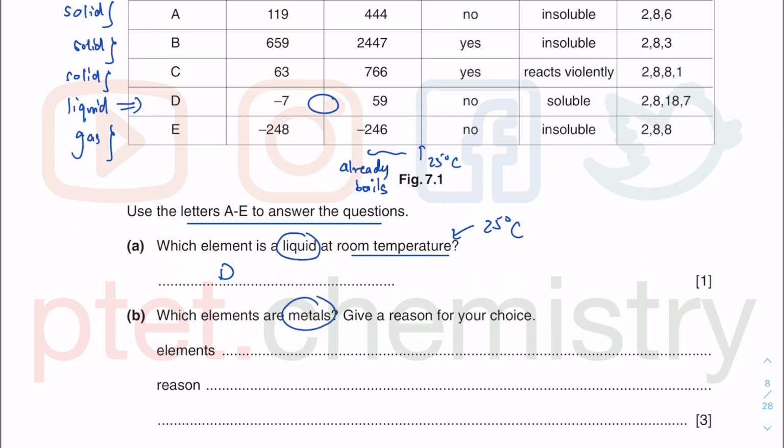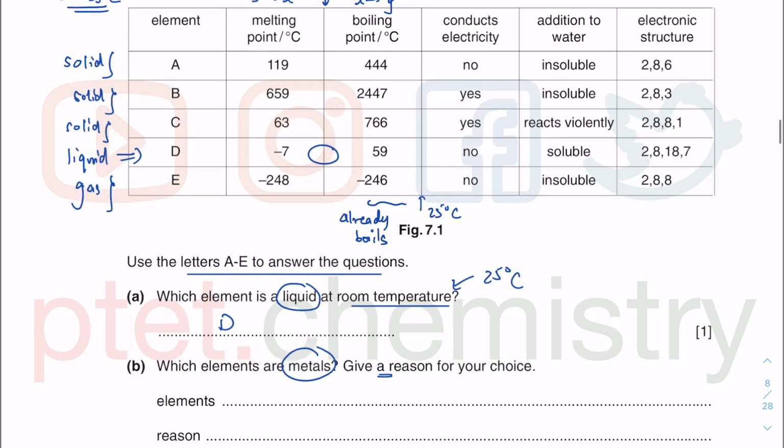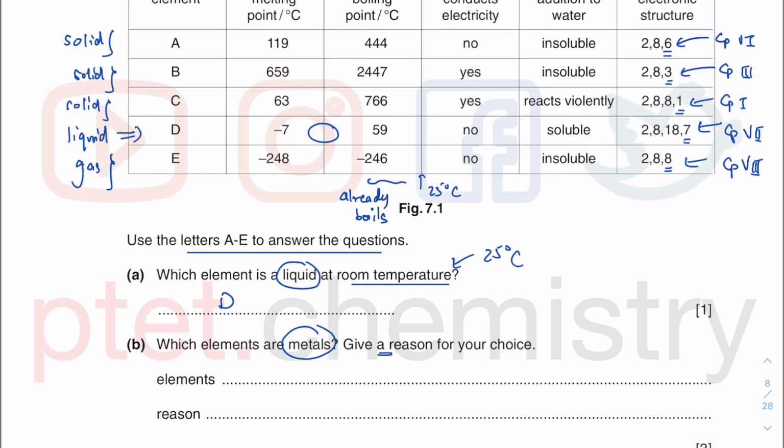Which elements are metals, and give a reason? So this is looking at the valence electrons, the outermost shell, the one which is filled last. From there I can see this is group 6, this is group 3, this is group 1, this is group 7, this is group 8. From the number of valence electrons, which elements are metals? That must be C. And we're also looking at group 3, that must be B, because they say elements in the plural. So think about it.